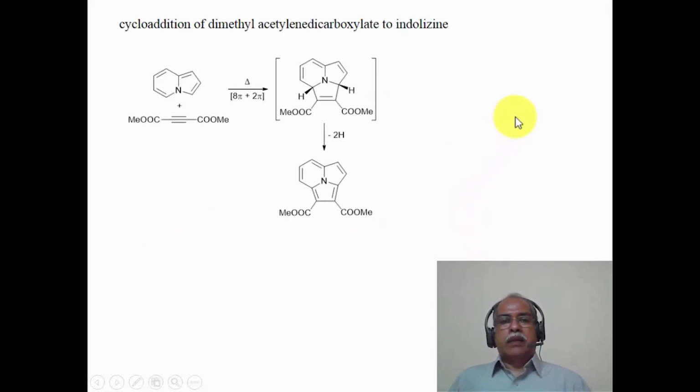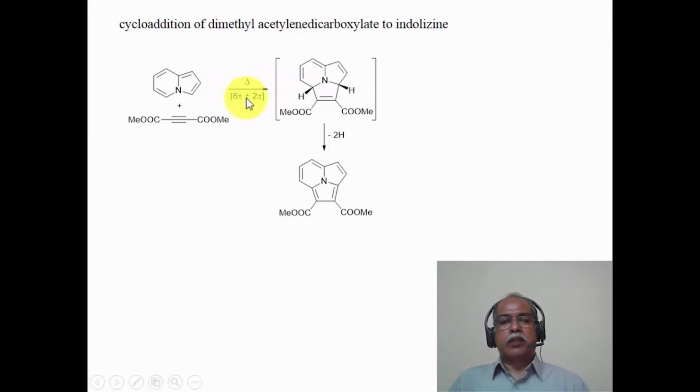Here is a higher order cycloaddition reaction of the type 8π+2π cycloaddition reaction. If you consider this molecule here, this can undergo a cycloaddition reaction involving all the 8 π electrons in this particular system with the 2 π electrons of the dimethylacetylene dicarboxylic acid, resulting in the formation of a 8π+2π cycloadduct, which is a 10 electron cycloadduct.